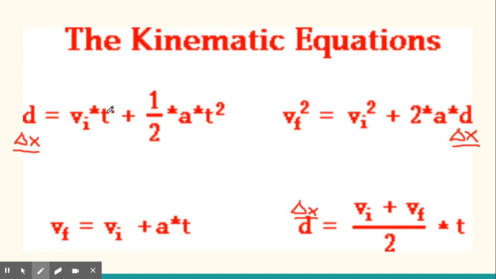This is another equation. These are the 4 that we will use, and we will practice using these. We have final velocity squared equals the initial velocity squared plus 2 times the acceleration times delta x. We have the final velocity equals the initial velocity plus the acceleration times time. We have the delta x displacement equals the initial velocity plus the final velocity over 2 times time as well.